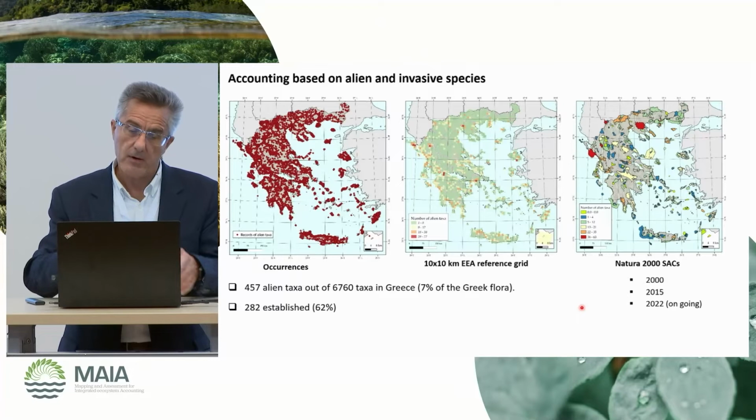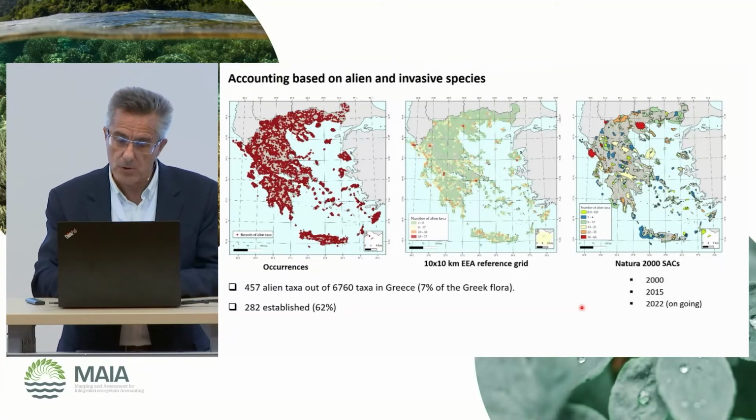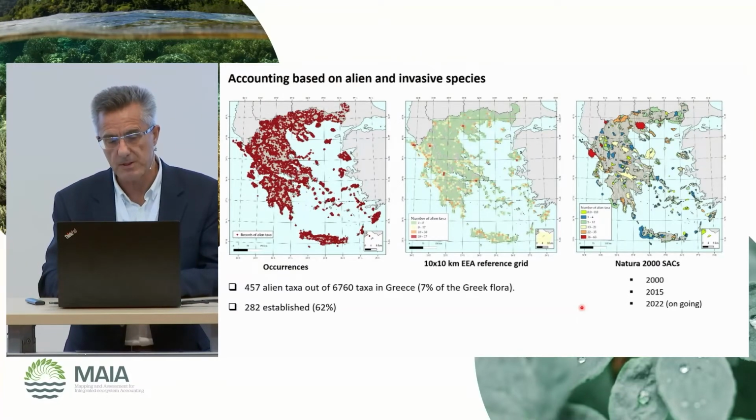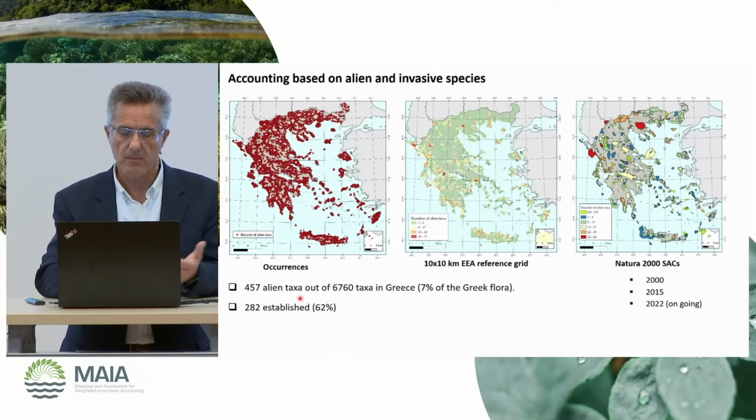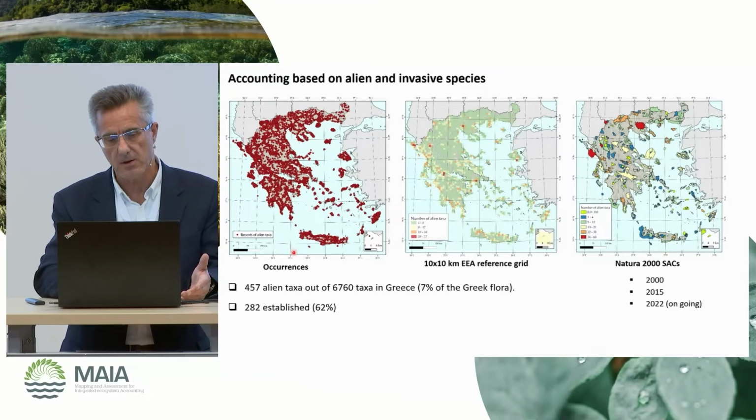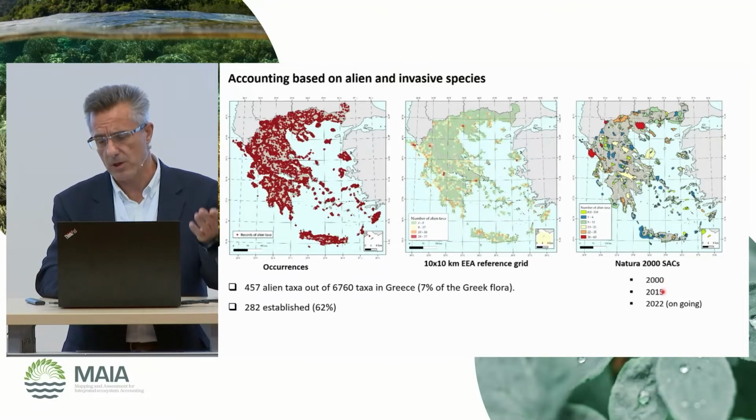Then we did another test, using the alien and invasive species for the whole of Greece. This is the total number of alien taxa in Greece, the occurrences. Then we did the same for the 10 by 10 kilometer EEA reference grid, and then we also did this for the Natura 2000 sites, again in the different periods, 2000, 2015, and 2022.